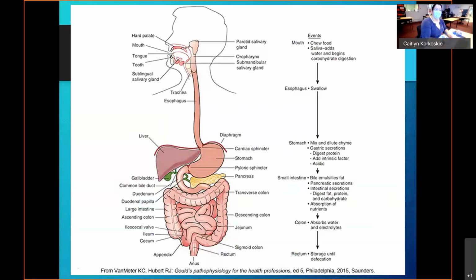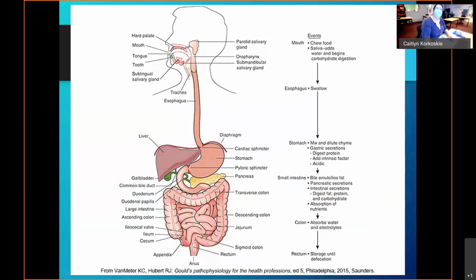So I wanted to make sure you guys were aware of that. Oh, I'm sorry, and your pancreas. I wanted to mention that as well. So it's not just your stomach and then your intestines. It's all of those plus liver, gallbladder, and pancreas.